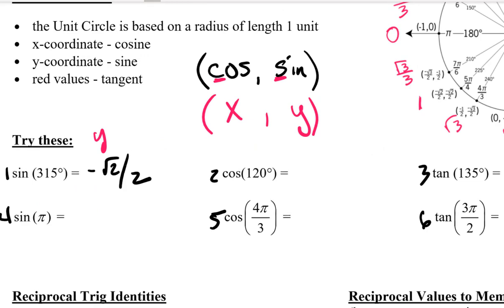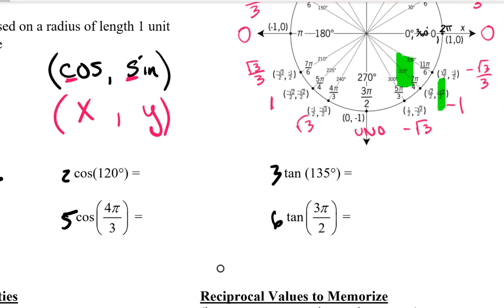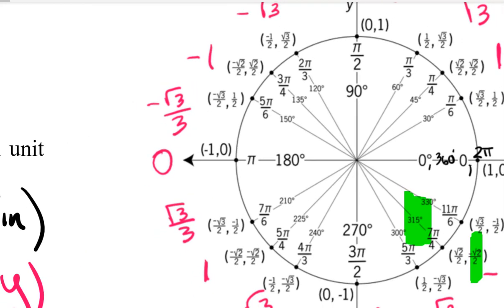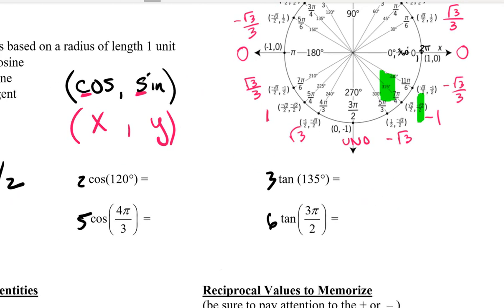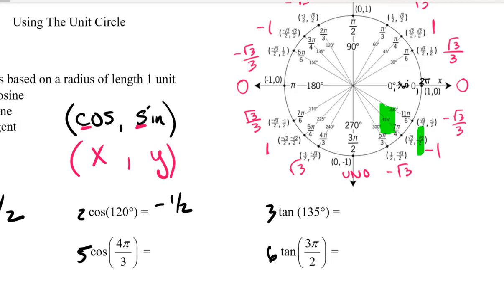Cosine of 120: now I'm going to 120 degrees, and cosine is my x-coordinate. So I go to 120 degrees on the unit circle and take a look at the x-coordinate, which in this case is negative 1/2. So the value of cosine of 120 is negative 1/2. Tangent of 135: I would go over to 135, and now I'm looking for that value in red around the outside, which gives me just plain old negative 1. If I took sine divided by cosine, the y-coordinate divided by the x-coordinate, I would end up with that same value.